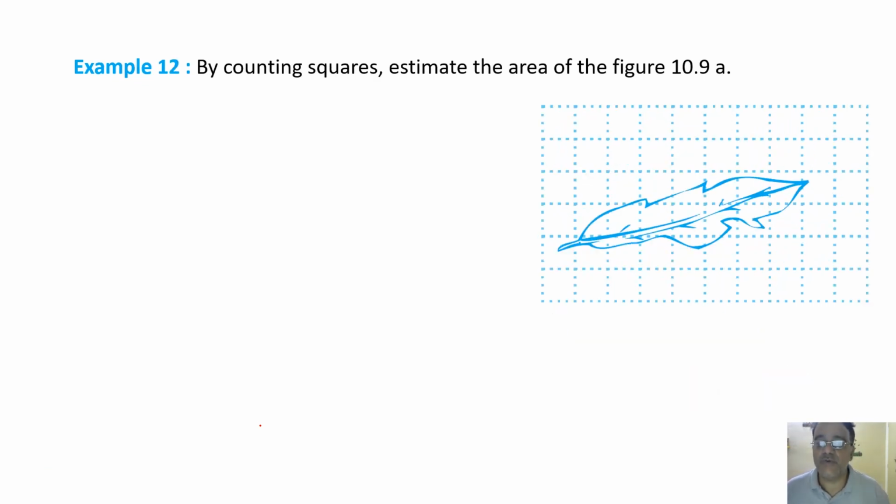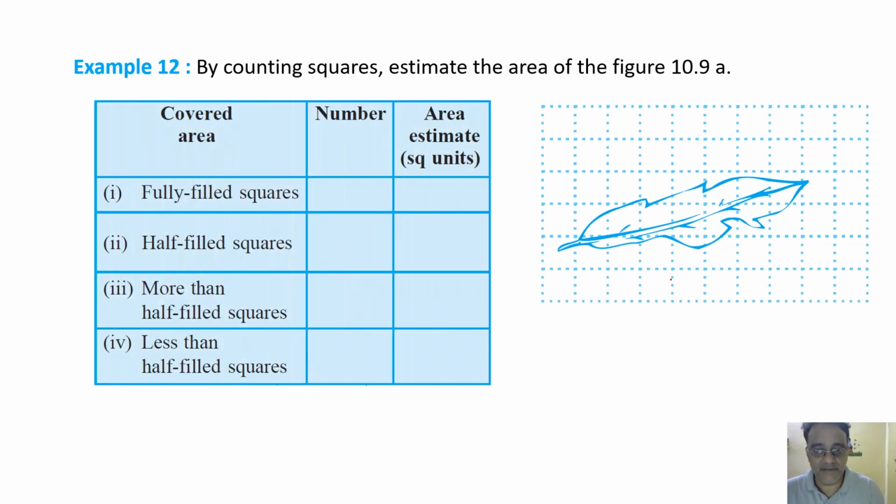By counting the squares, estimate the area of the figure 10.9a. Right. So we will make a blank table first. So let us start with the fully filled squares. तो एक ही है यहाँ पर देखो, 1. Only 1, because यहाँ पे देखो ये वाला part disturb कर रहा है full के लिए. So that is why we have to count only 1.